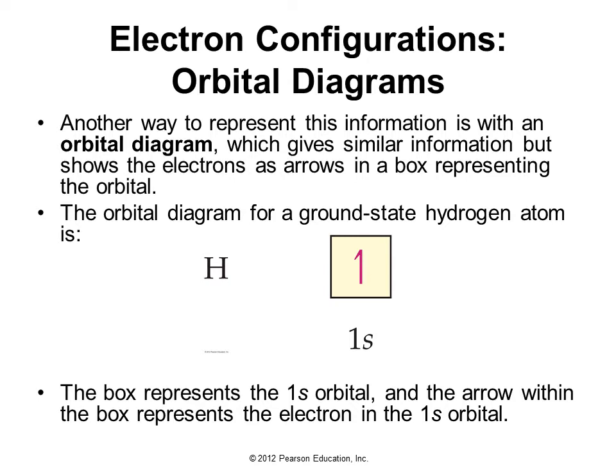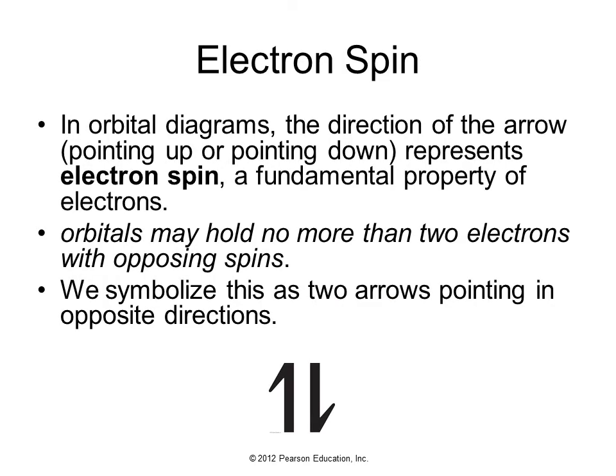Another way of representing electrons occupying orbitals is called an orbital diagram, and note it looks very different. A box is drawn for the orbital. For instance, for hydrogen, this is the 1s orbital, and we put an arrow in it to represent 1 electron of a certain spin. In orbital diagrams, the direction of the arrow, pointing up, represents the electron spin, which is a fundamental property of electrons, and orbitals may have no more than 2 electrons with opposite spins. So if you have 2 electrons in the same box, one has to be spin up and the other has to be spin down.